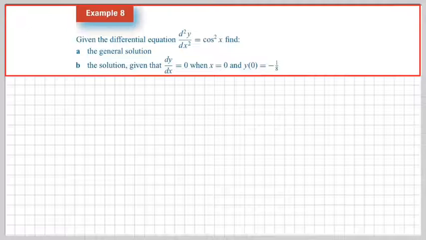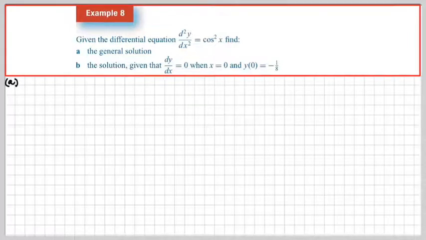Given the differential equation d2y/dx squared equals cos squared x, find the general solution in A, and then the solution given that dy/dx equals 0 when x is 0, and also when x is 0, y is minus 1/8. That's all right. Look, that's a piece of cake, guys. If you know how to anti-diff this, it's a piece of cake. And I showed you how to do that in a previous video on anti-differentiation of trig identities, or trig functions, I mean.